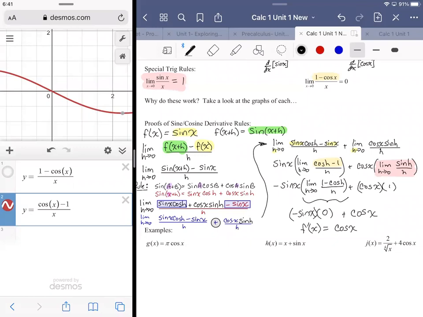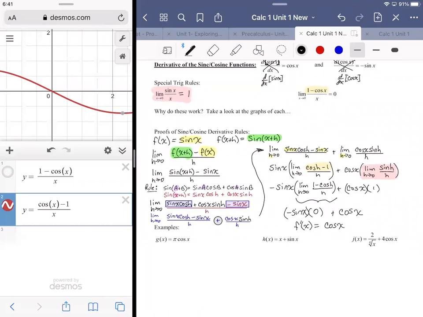I'll save you from the torture of doing the derivation of the cosine function, although I can tell you it's very similar. So if you wanted to try that one on your own, you could. I can promise you it's not any more challenging than what we just did. That's not really saying much though.